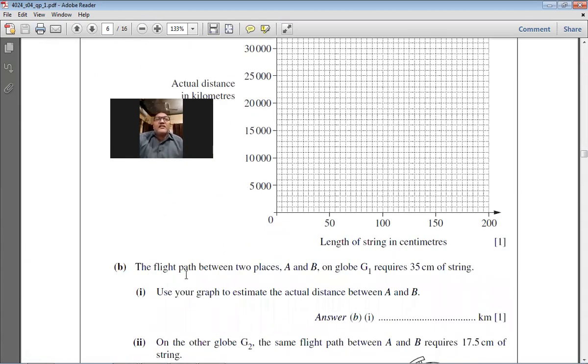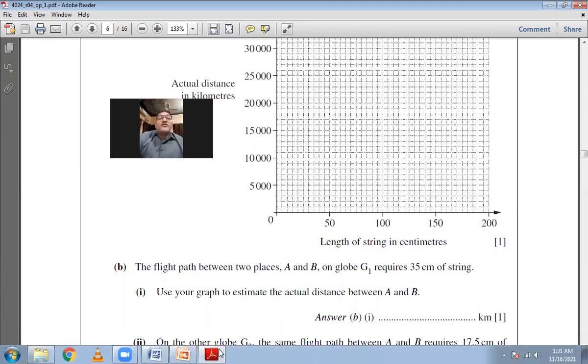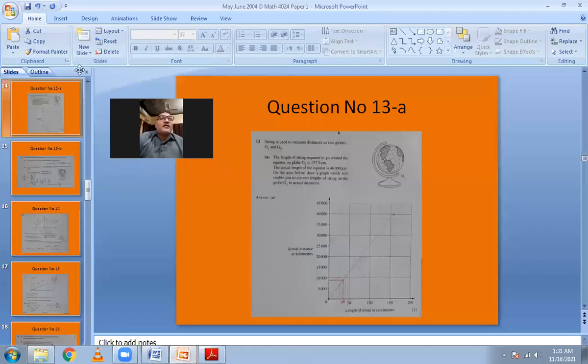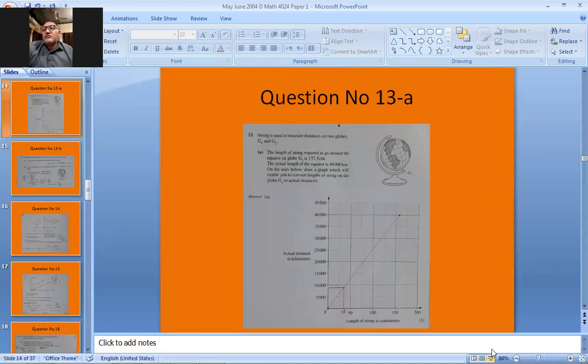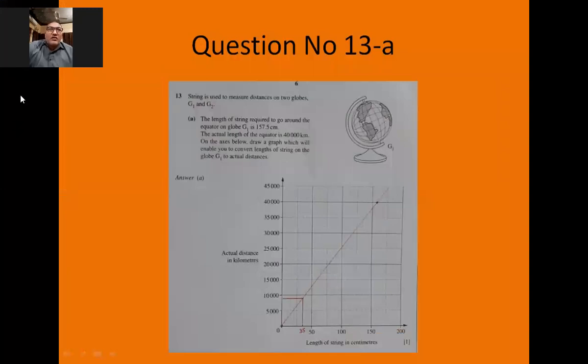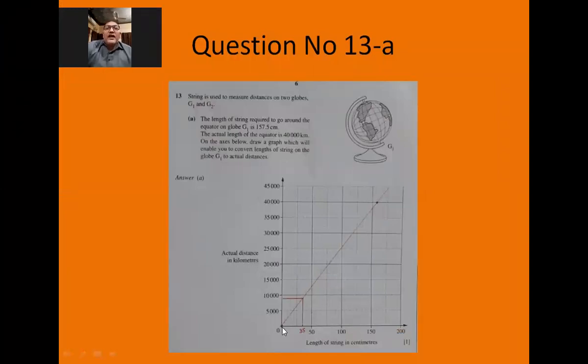Then he says that the flight path between two places A and B on the globe G1 requires 35 centimeter of string. Use your graph to estimate the actual distance between A and B. That's the B part. Okay, so let's go back to our work, and then I will show you from there. So at 0,0 is one point and 157.5, 40,000 is this point. Then I joined these two, so I got this graph.